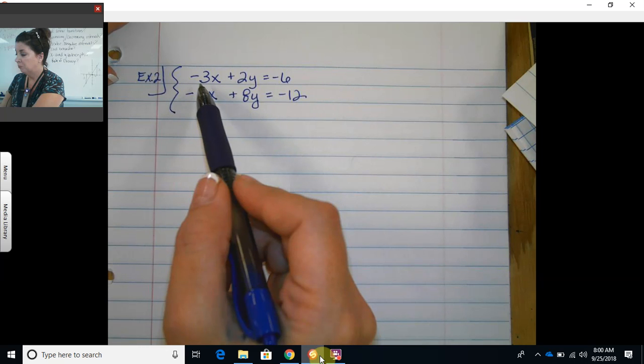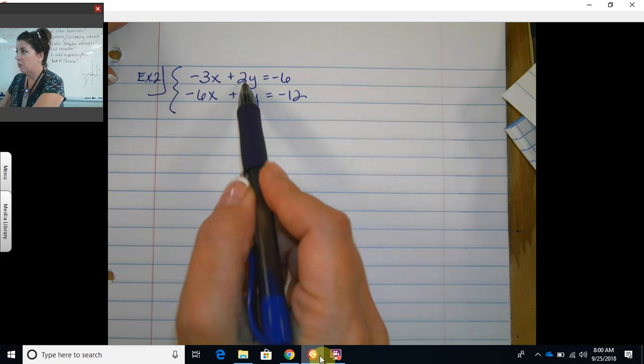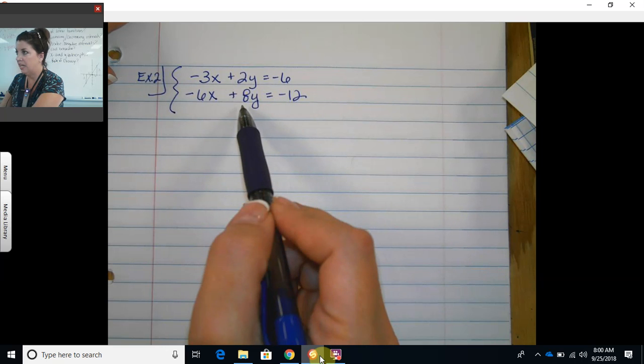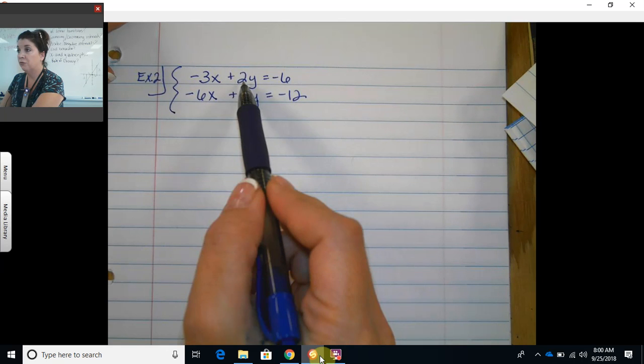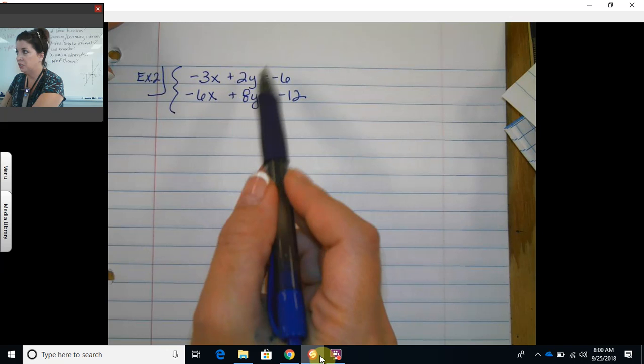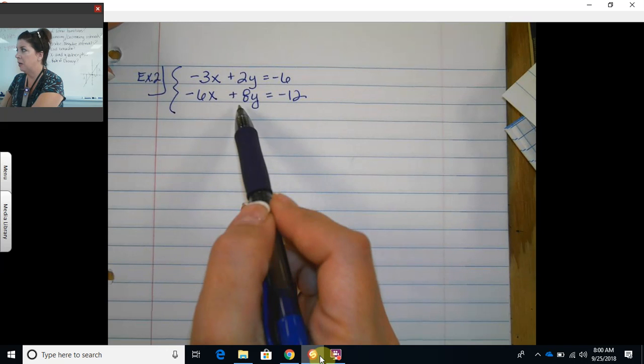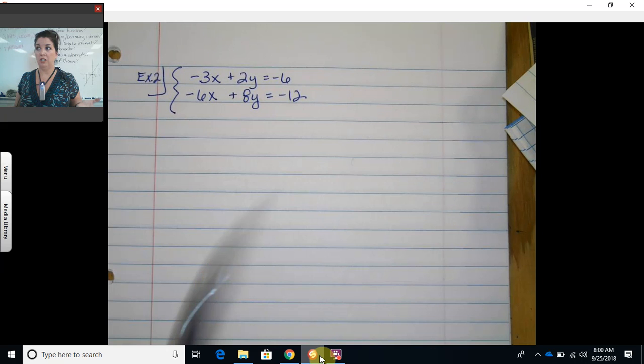If I want to eliminate my y's, which that's fine as well, could I multiply 2 times a number to turn it into 8? If I did negative 4 times positive 2, that would give me a negative 8y, which would cancel with this positive 8y, correct? Okay, it doesn't matter if you choose to eliminate the x's or the y's. Sometimes one's easier than the other, okay? In this case, they're both going to take the same amount of work. So I will just go ahead and get rid of my x's.